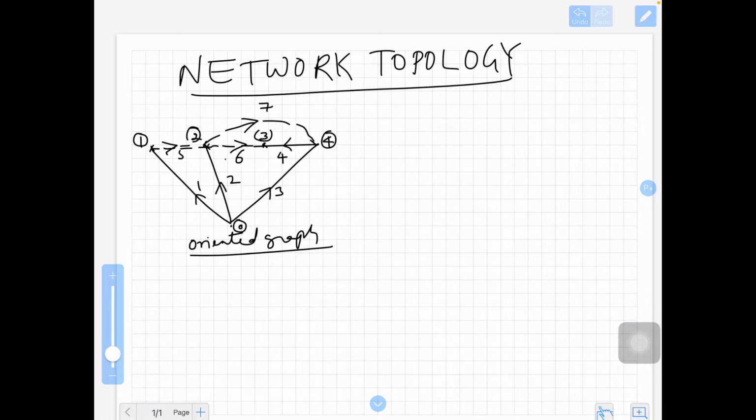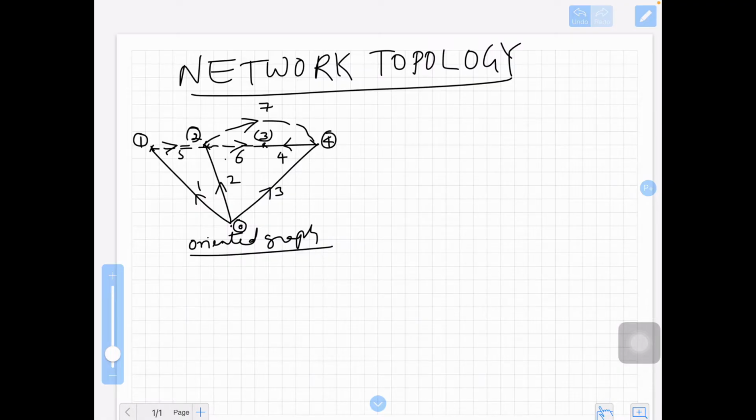Videos on network topology. This is the network topology part 2 video. In the last video I explained the network topology with respect to the understanding of graph, subgraph, tree, co-tree, oriented graph and incidence matrices. The continuation of the previous video is this video.